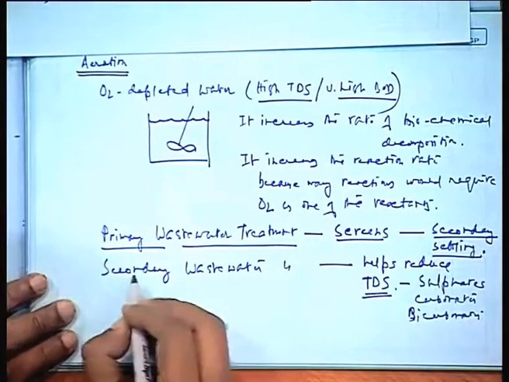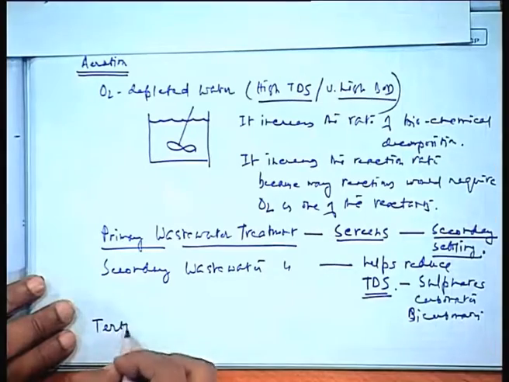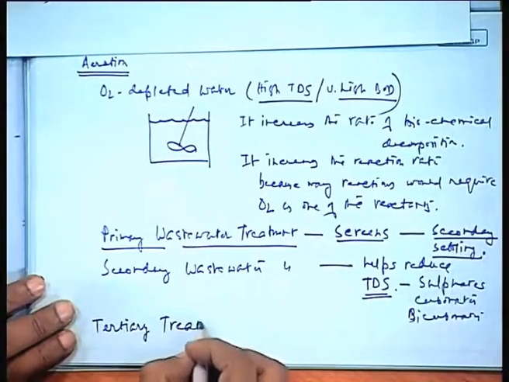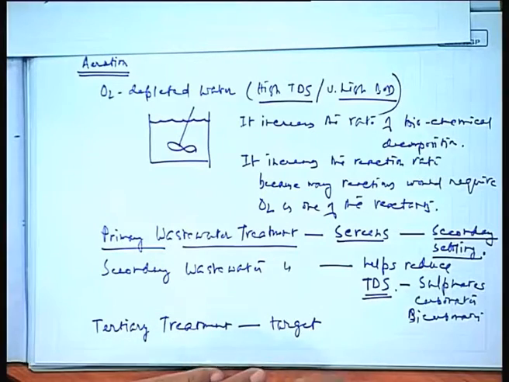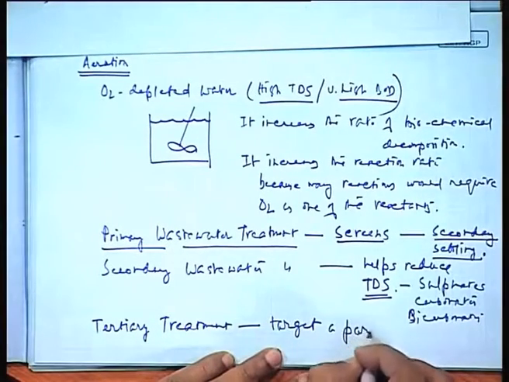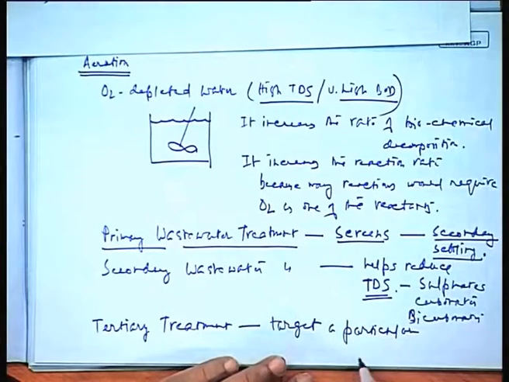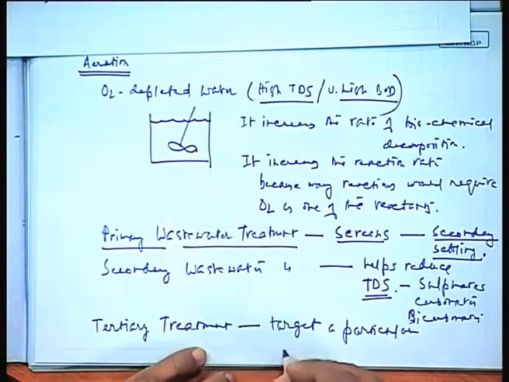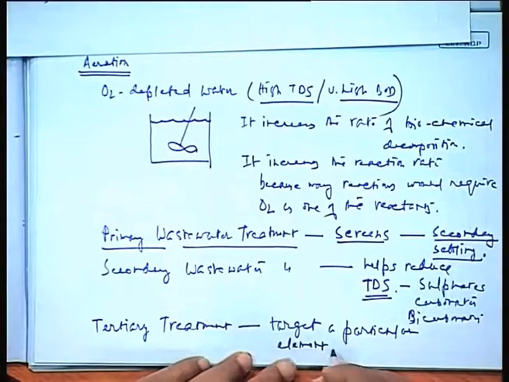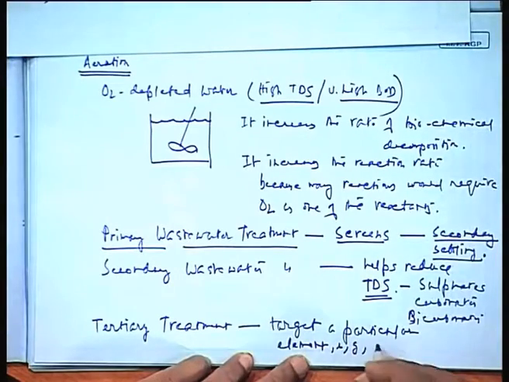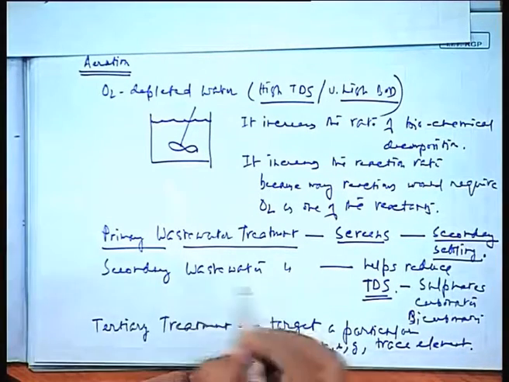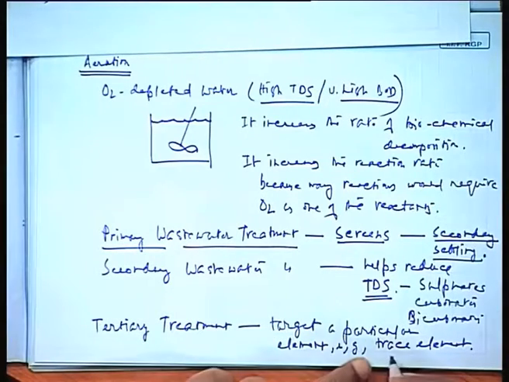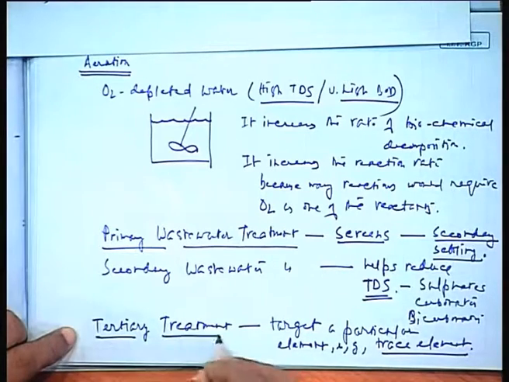In the final part of the method of treatment, there is the tertiary treatment. The tertiary treatment targets a particular element, say a trace element, which may not be removed by the primary and secondary wastewater treatment. This can only be removed by using a tertiary treatment method.